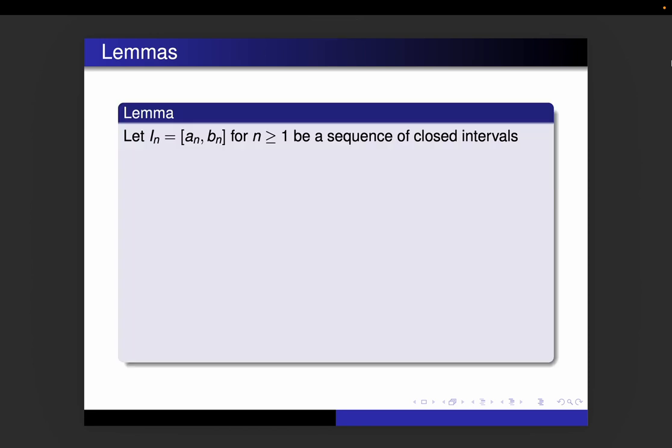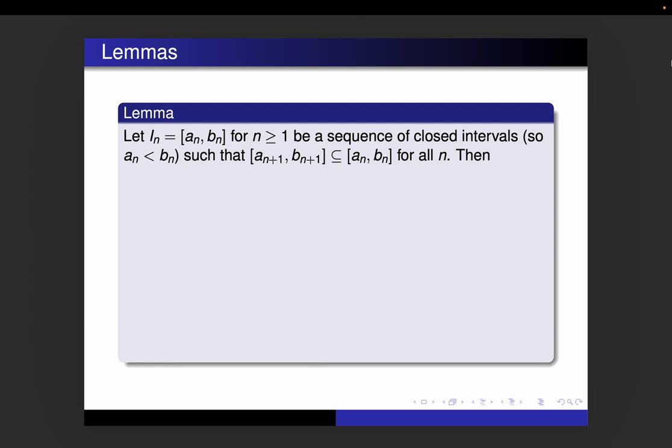So here is the big lemma that helped us construct those intervals to exclude the outputs of our function. We're going to let I_n be the closed interval between the real number a_n and the real number b_n, for n greater than or equal to 1, be a sequence of closed intervals. So in this case, you always have to have a_n less than b_n for it to be an interval, such that [a_{n+1}, b_{n+1}] is contained in the closed interval [a_n, b_n] for all n. So each interval is contained in the one that comes before it.